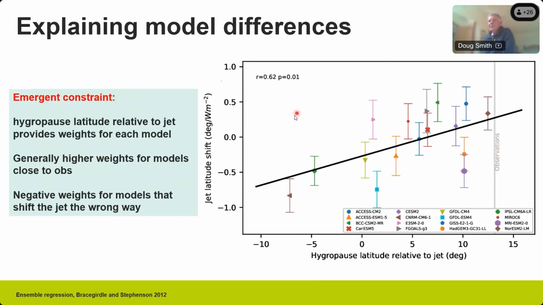So this allows us to develop an emergent constraint through the ensemble regression of Bracegirdle and Stevenson, such that generally we would give higher weights to models that are closer to the observations, and negative weights can be given to models that actually shift the jet in the wrong direction.